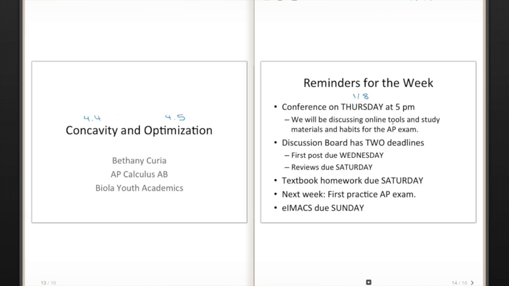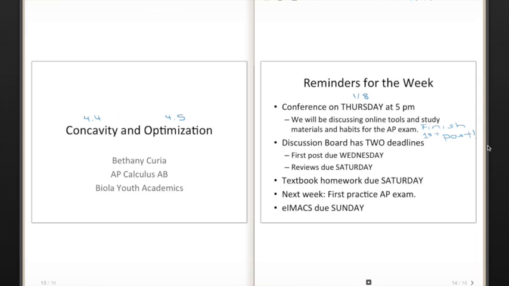Some reminders for this week. We do have our conference this Thursday, which is January 8th at 5 p.m. We will be discussing online tools and study materials, as well as some good habits for preparing for the AP exam. It is very important that your first discussion board post be completed prior to this conference.